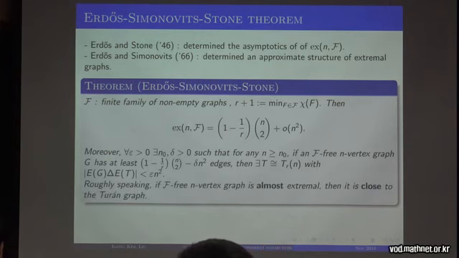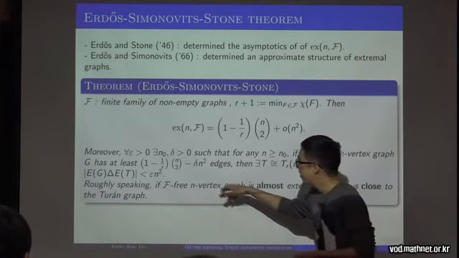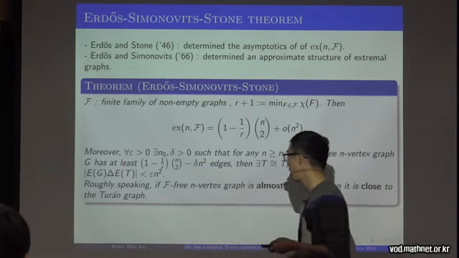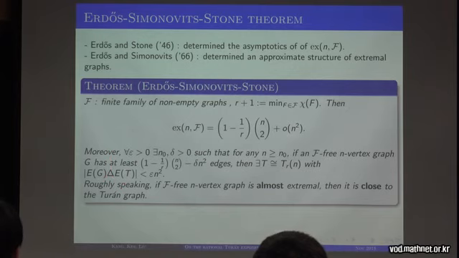Roughly speaking, if an n-vertex F-free graph is almost extremal, which means it has a number of edges close to the extremal value, then it is close to the Turán graph. The metric that measures closeness is the symmetric difference. That means there is some graph isomorphic to the Turán graph such that their symmetric difference has very small size. So it is very close to the Turán graph.